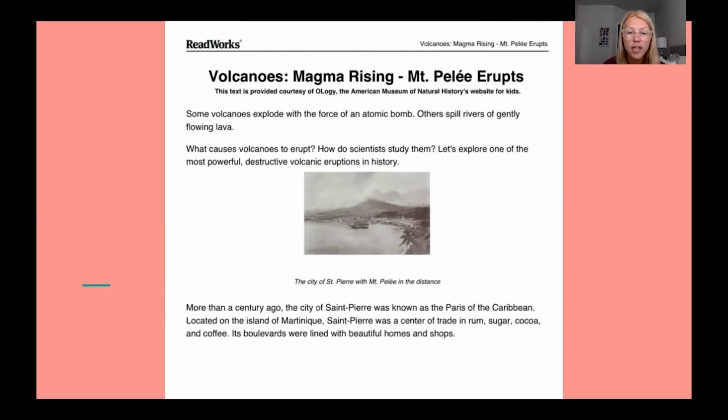If we look at the picture, it says, the city of St. Pierre with Mount Pelée in the distance. So you can see the volcanic mountain in the distance. And then more than a century ago, the city of St. Pierre was known as the Paris of the Caribbean, located on the island of Martinique. St. Pierre was a center of trade in rum, sugar, cocoa, and coffee. Its boulevards were lined with beautiful homes and shops.